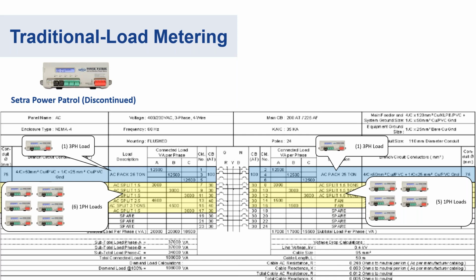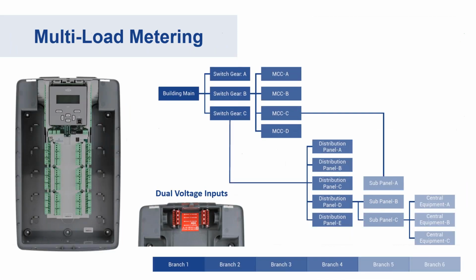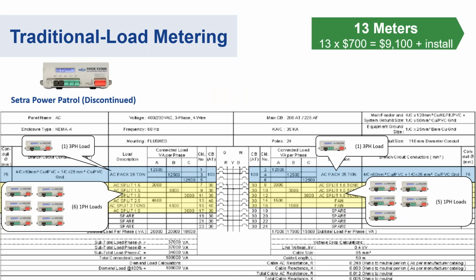So you see I've got 1 3-phase load and 6 single-phase on the left, 1 3-phase and 5 single-phase on the right-hand side. So if I'm going to spec this job and install this job, then this is going to be 13 meters at about $700 a piece. So around $9,100 plus the overall install cost if I was to deploy meters in this kind of configuration.